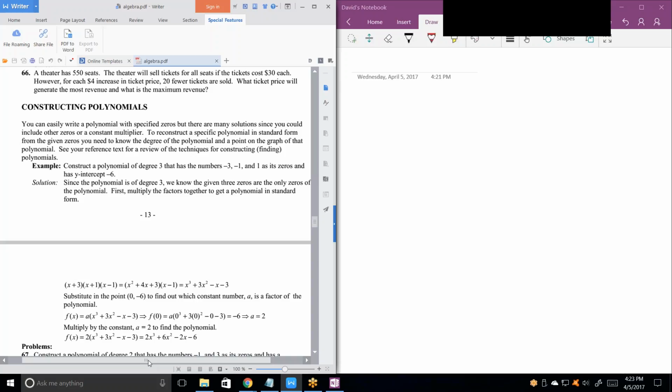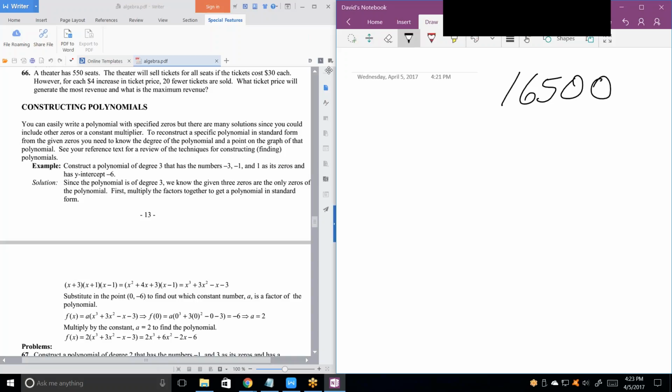Notice that if you read the question, it says, however, for each $4 increase in ticket price, 20 fewer tickets will be sold. So let's say you own this theater. If you sell each ticket at $30, you're going to sell out 550 seats. So you're going to make $16,500. That's how much money you'll make.